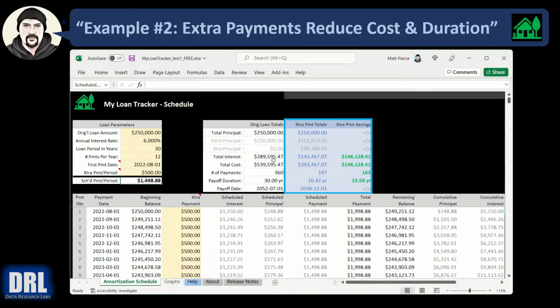And the interest, 289 drops down to 143. That's like half. You save half on interest simply by paying 500 more a month.